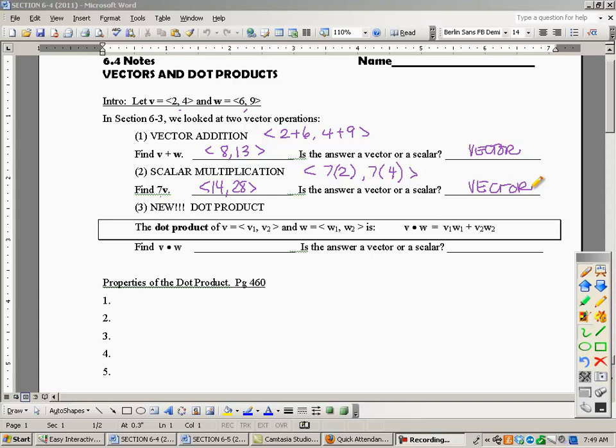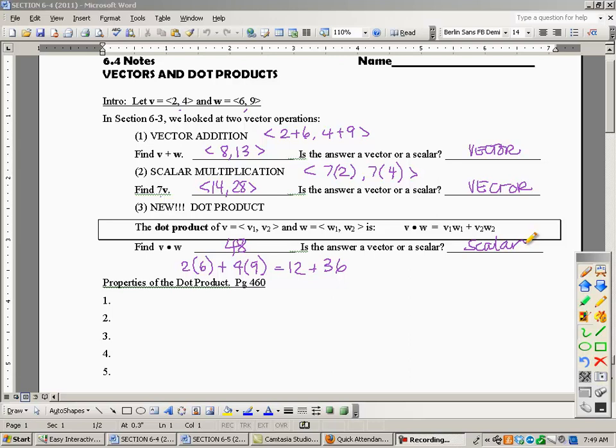Let's do the v and the w that we have above. You take the x value of v times the x value of w, and add it to the y value of v times the y value of w. So 12 plus 36, you end up getting an answer of 48. Now if you look, 48 is just a number, so we end with a scalar. Okay, and so we're going to be working on the dot product today, and again, you don't multiply vectors, you multiply their components.